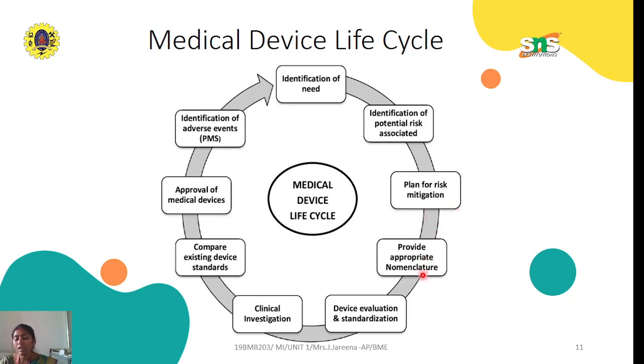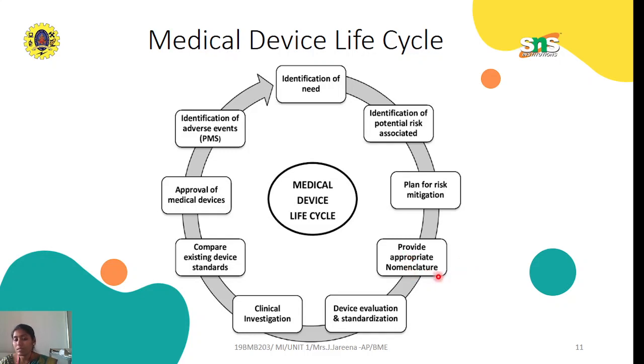Then we have to go for nomenclature, which means giving the name for the medical device. As far as medical devices are concerned, we can't give names just like that. You have to consider many factors: what type of device, for what intended use, what level of energy it uses or applies to the patient, and whether it has high risk or low risk. Based on all these aspects you have to name the device.